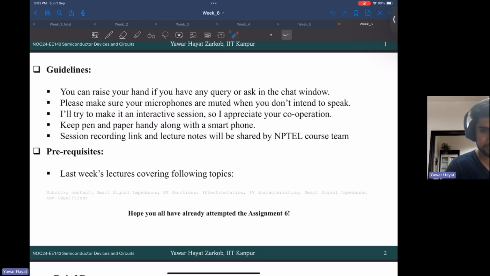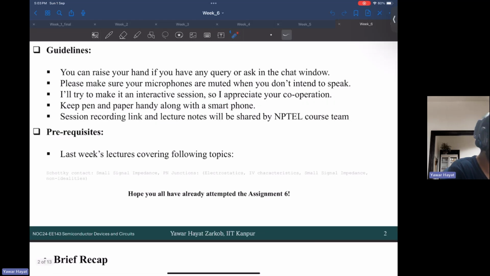Now, coming to the prerequisites for this live session, the prerequisites include the Schottky contact, the small signal impedance, PN junctions, their electrostatics, IV characteristics, small signal impedance, and non-idealities. These were last week's lectures that we taught, and they will be the prerequisites for this live session. I'll assume that all of you have already attempted assignment 6 before tuning in to this session.